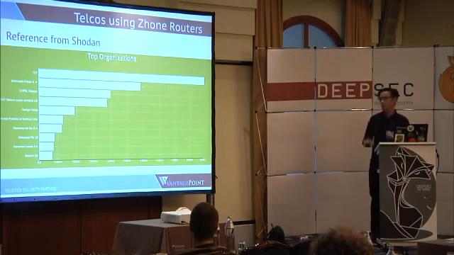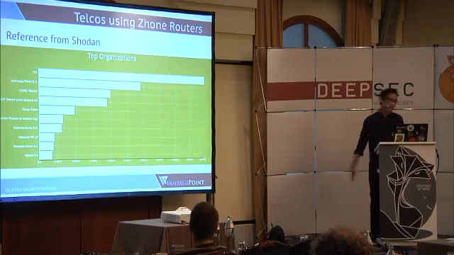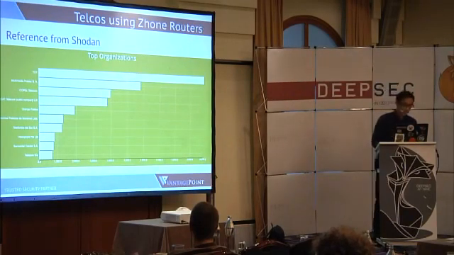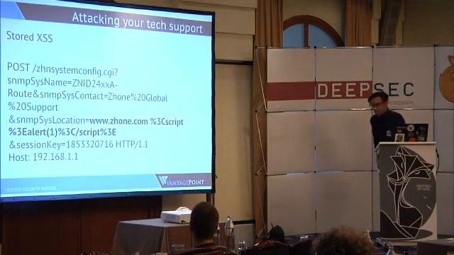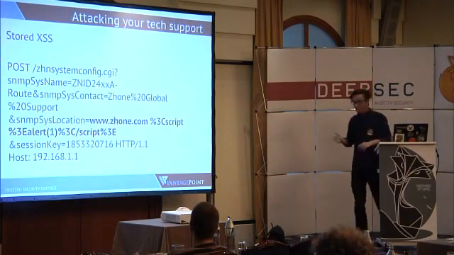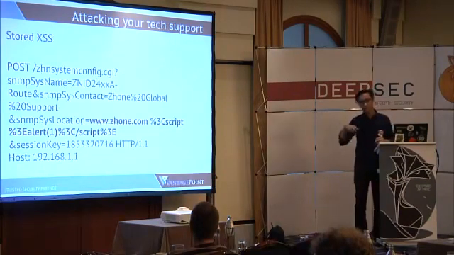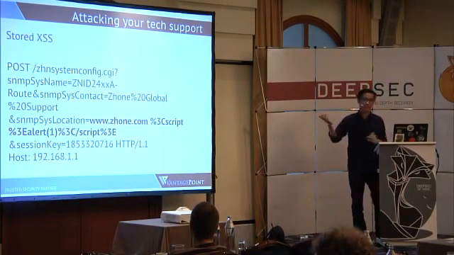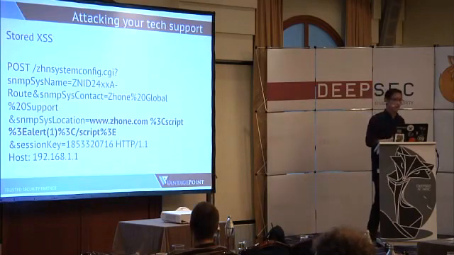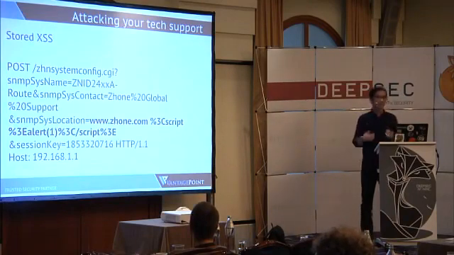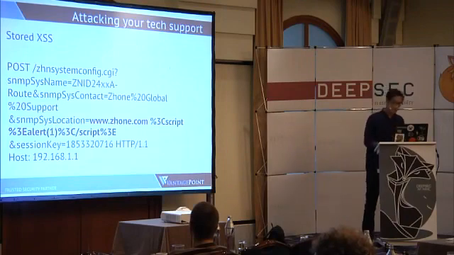I wanted to see how many ISPs are using it right now. If you go to Shodan and search for Zone, you can see quite a few ISPs are using this router. Of course, in all these IoT devices, you can easily find cross-site scripting, and you can put a stored cross-site scripting payload and start attacking the tech support. But I live in Singapore, and the law is very strict, so I can't attack my own tech support, right? I don't want to go to jail.